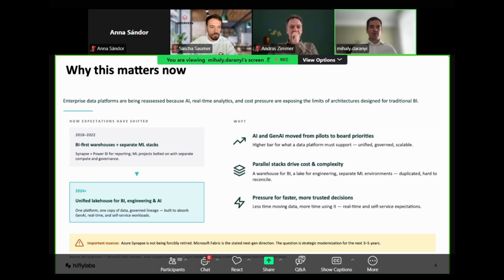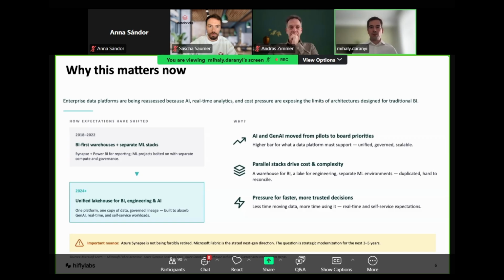Enterprise data platforms are being reassessed because there are three focus areas in the market: AI, real-time analytics, and cost pressure itself. These are exposing the limits of architectures that were designed for traditional BI. We believe that expectations have shifted on the market.